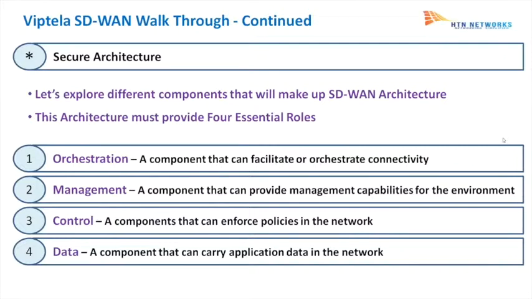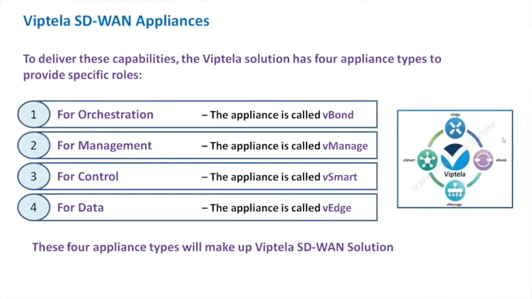And for these 4 requirements, Viptela provides 4 different appliances. For orchestration, the Viptela appliance is called vBond. For management, the appliance is called vManage. For control, the appliance is called vSmart. And for data, the appliance is called vEdge. So if you see the figure on the right-hand side, you see all these 4 components. This is part of the Viptela secure architecture.